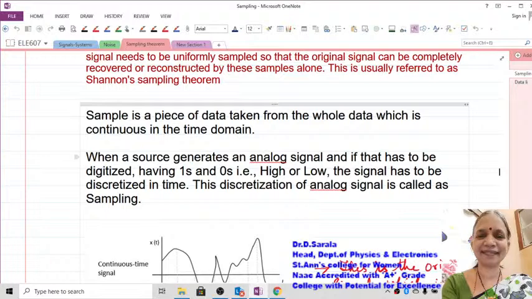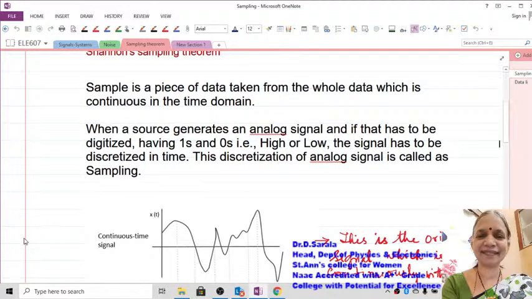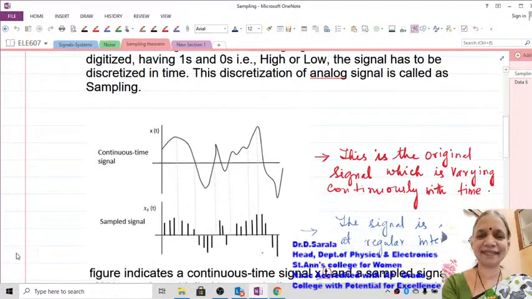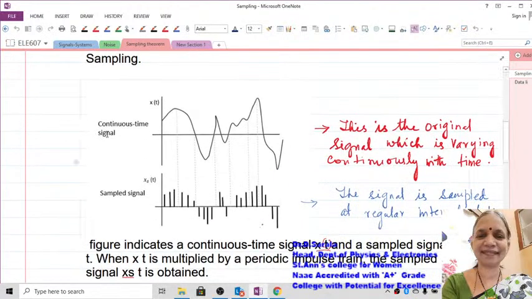So in this process, what is it that we are doing? We are converting analog signal to digital and digital to analog. Once you convert analog to digital, you are digitizing the signals, making them ones and zeros. By doing this, you are actually sampling. What is meant by sampling? Let us see in this example.